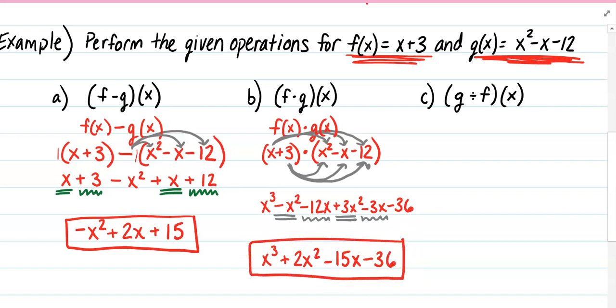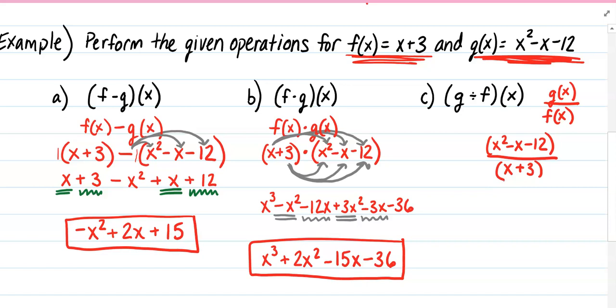Okay. The only time it can get a little trickier is with division, because with division you have to remember how we divide when there are functions like this. So for example, this says g divided by f of x. That's just saying g of x divided by f of x. Remember, order matters, so if g comes first, you put g first and then f second. So here that would be x squared minus x minus 12 divided by x plus 3.